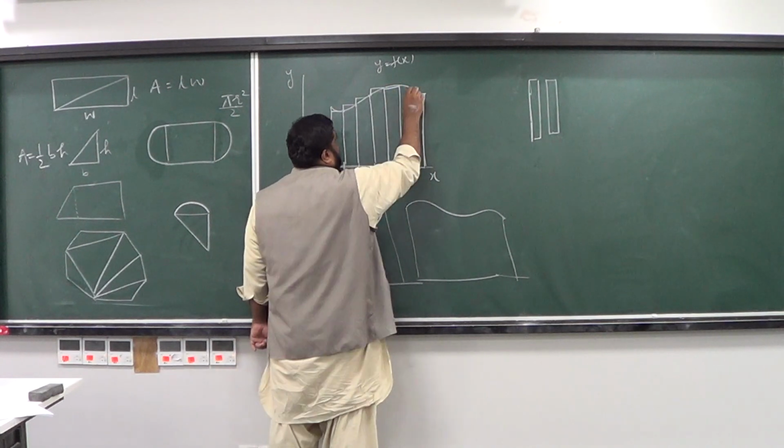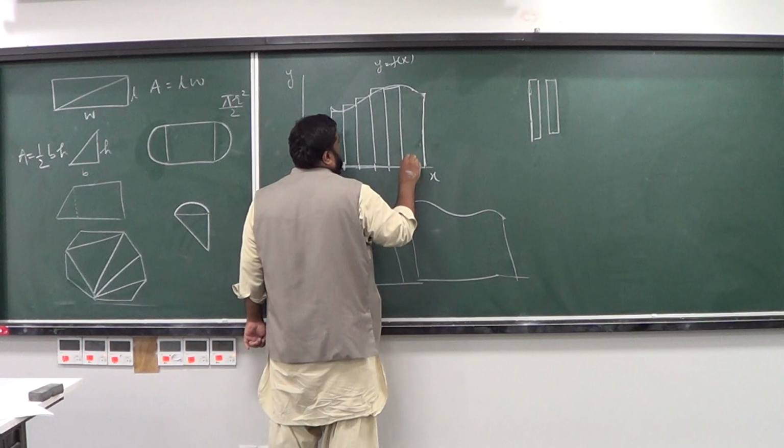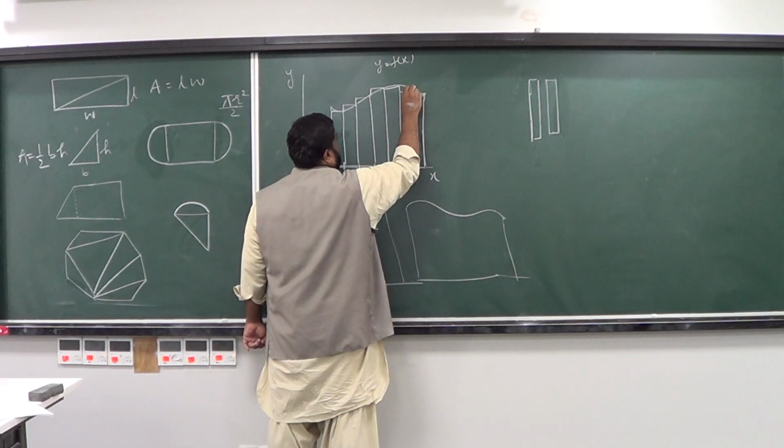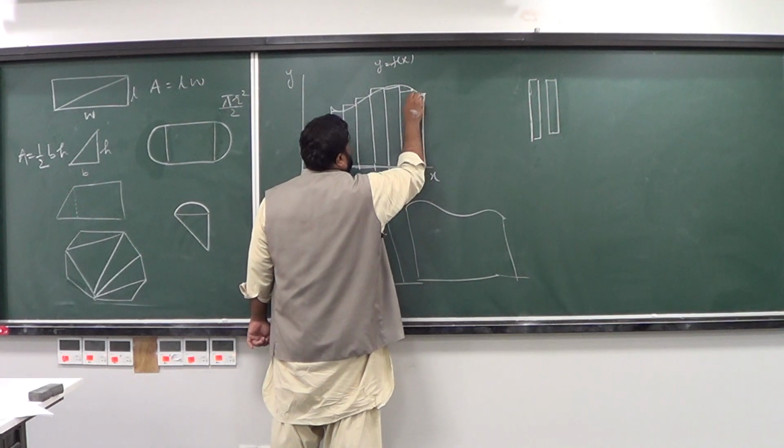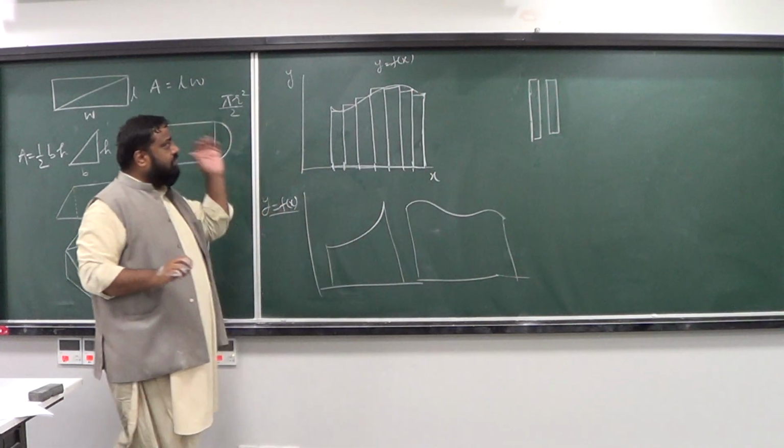Right end point, what is the corresponding output? And made a rectangle, and the right end point and its corresponding output and made a rectangle.